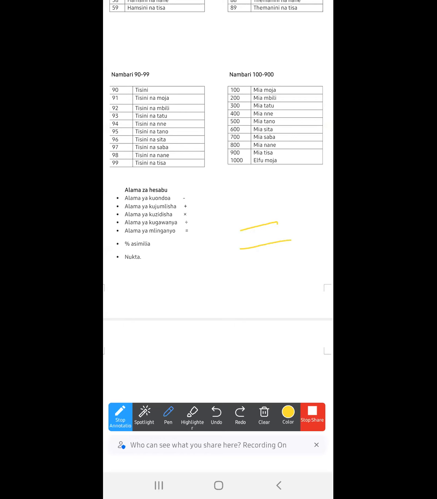And then the other thing we have is asilimia. Percentage, this one here. I don't know how it's written, but percentage is simply asilimia. Like maybe you have 100%. That is asilimia. Maybe 80%.